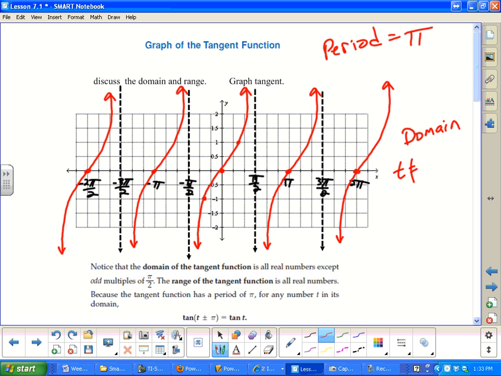T cannot equal where it's undefined, right? And it's undefined at all forms of pi over 2 plus pi n. Okay? Because the period is pi, so every time I go pi from pi over 2, it is undefined. Okay? The range is what? All real numbers. Goes on forever.